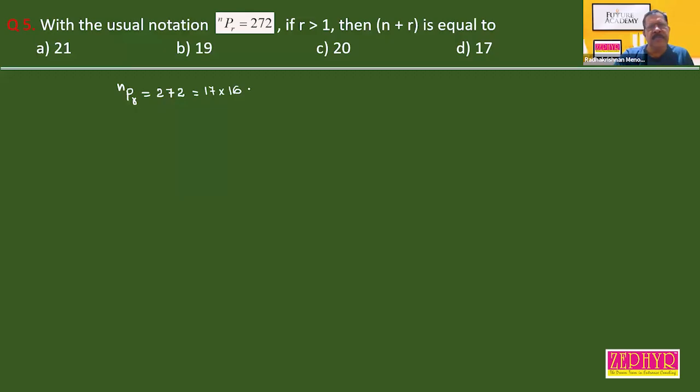This 17 into 16 is nothing but 17P2. So on comparing, we have got n equal to 17 and r equal to 2. So n plus r is equal to 19. So that is how you are getting it. Okay.